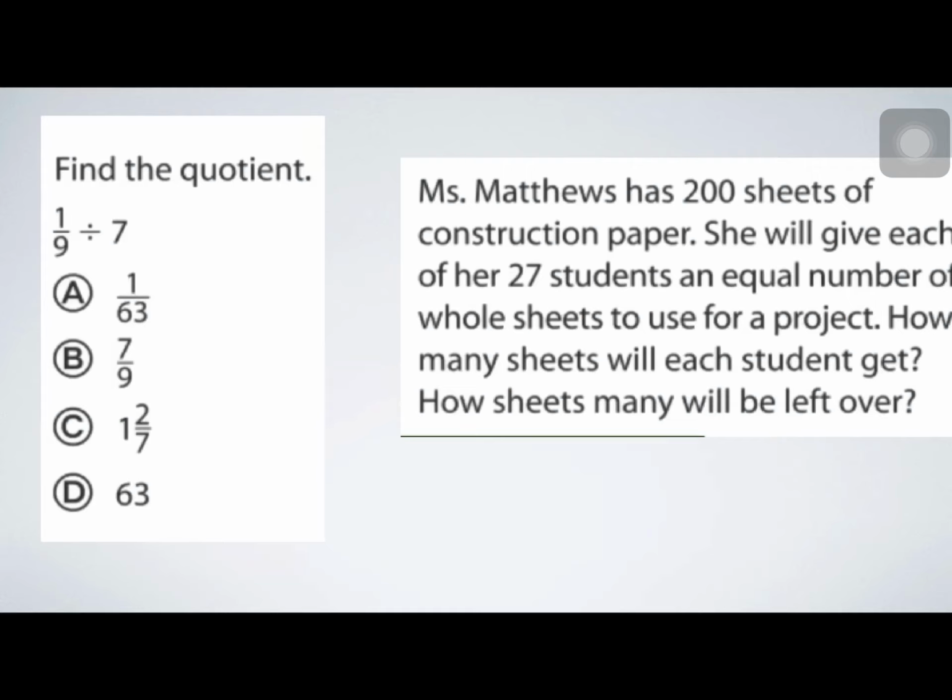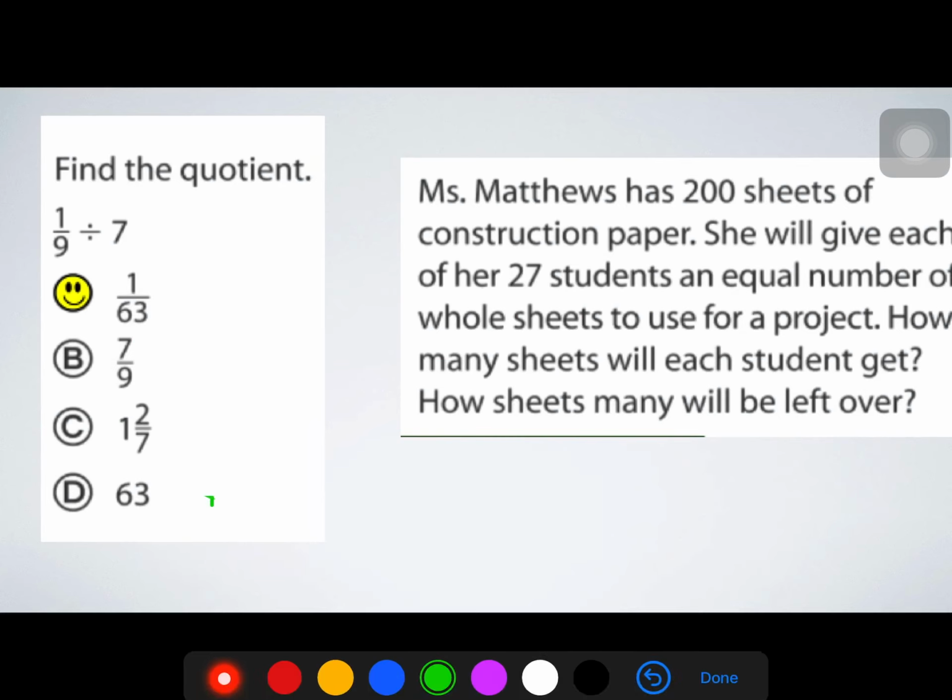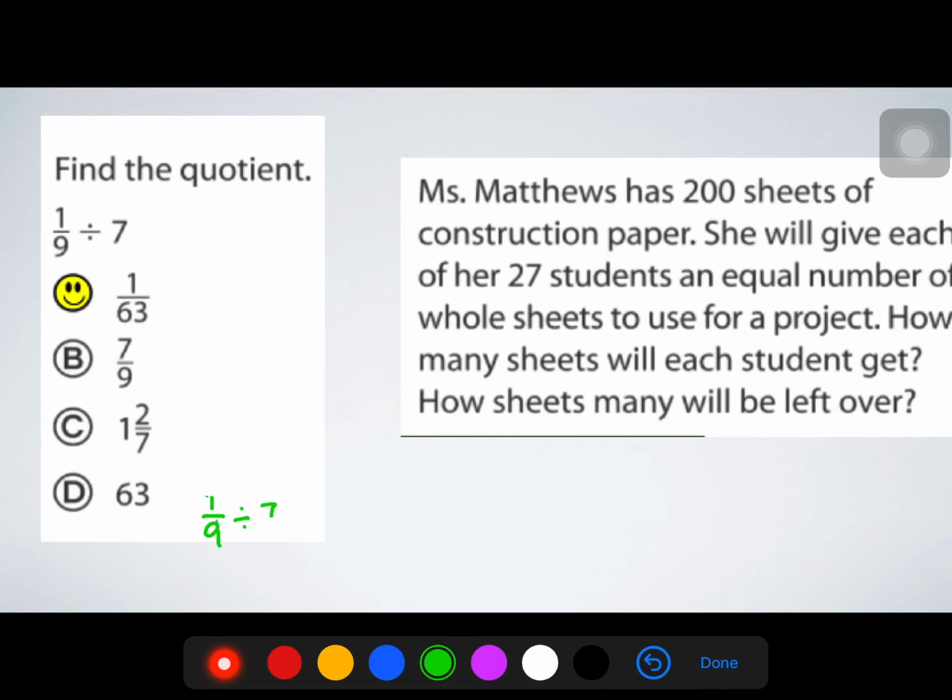The first warm-up question I have for you is to find the quotient of 1/9 divided by 7. Go ahead and do that now. Right, if I have a 9th and I'm dividing it by 7, it's going to get smaller, because 1/9 divided by 7 is equal to 1/9 multiplied by the reciprocal of 7. 7 is written as 7 over 1, so its reciprocal is 1/7. And when you multiply, numerator and numerator, and denominator and denominator, you get answer choice A.